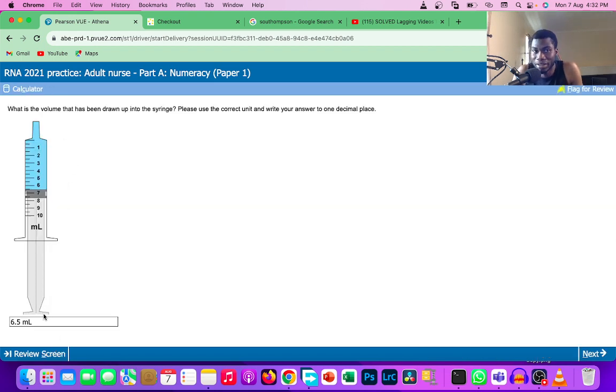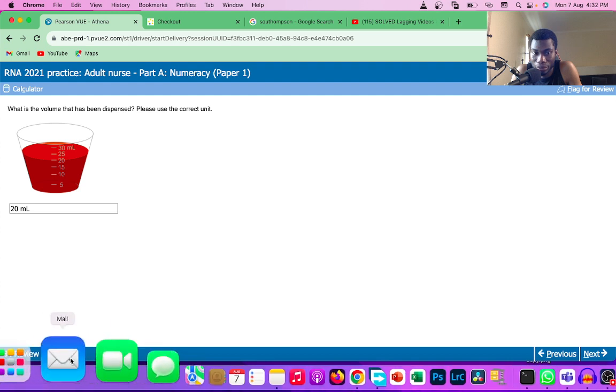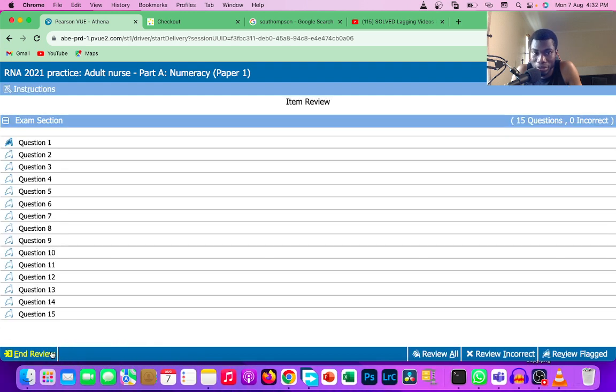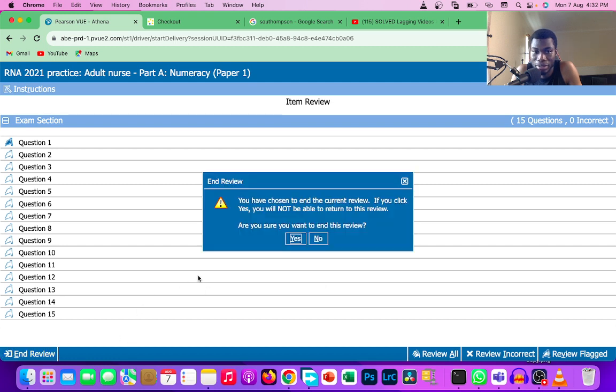So basically that is the paper 1, the numeracy. I've just taken you through it from start to the end now. They are not providing answers for you, as somebody told you. You are going to put in your answer, and it's as simple as this. When you are done, you just go to end, and then you are done with it.